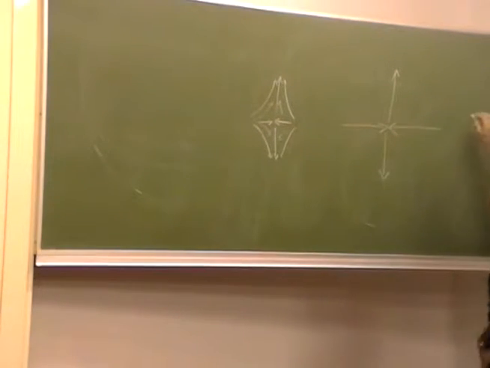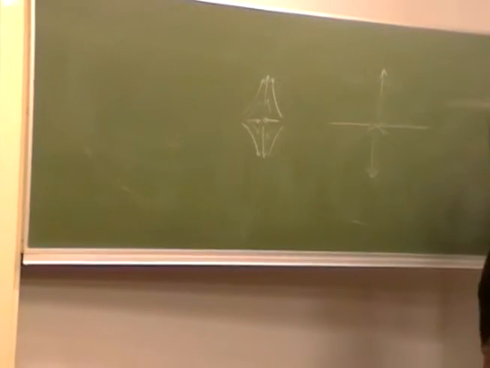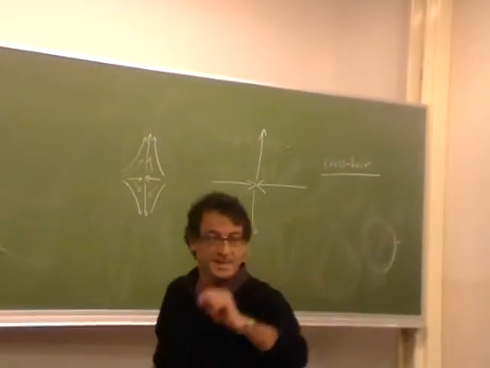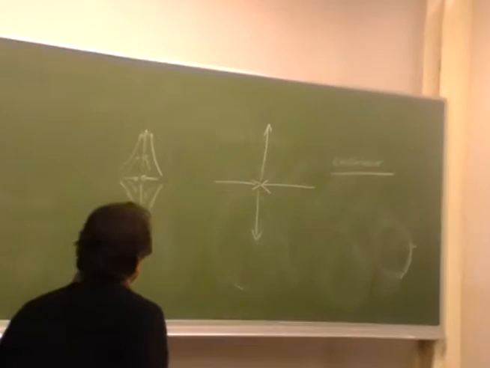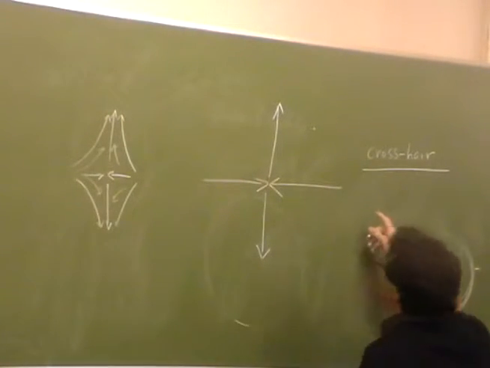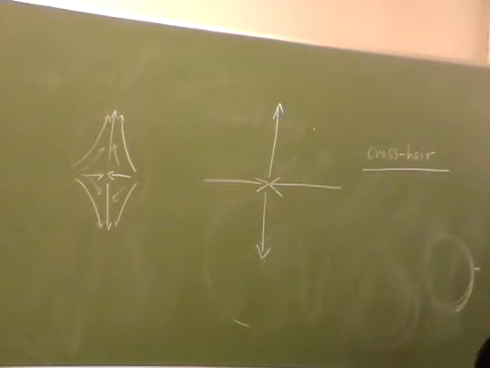So the mathematicians have a name for this. This is called a crosshair. It comes from the sights of a gun, or from bowling, it's sights. It's a crosshair. Two in, two out. Looks really different, right?